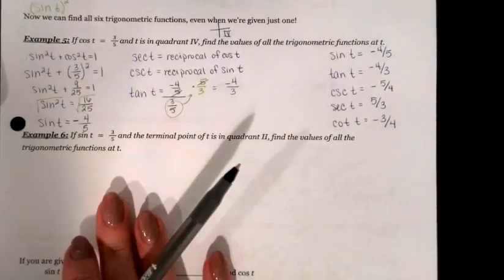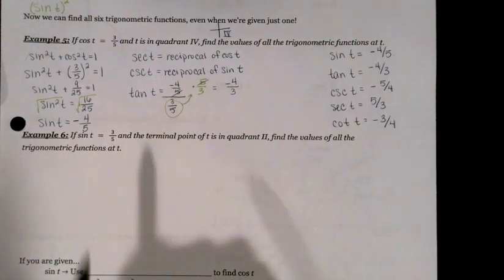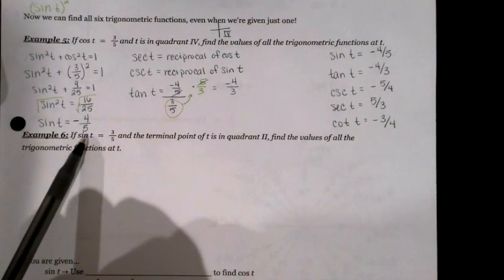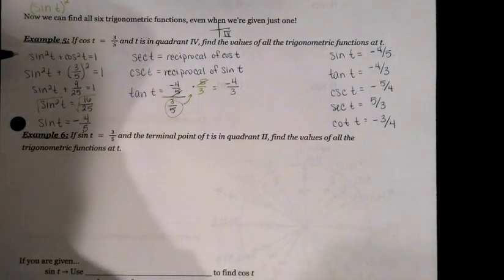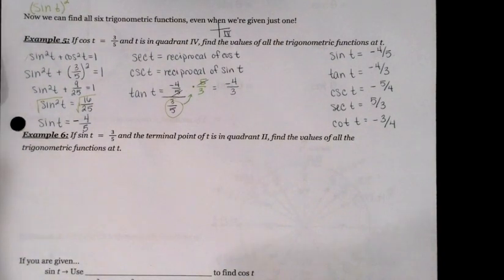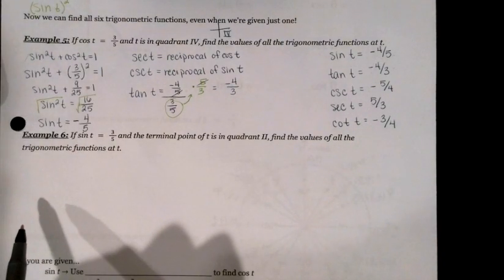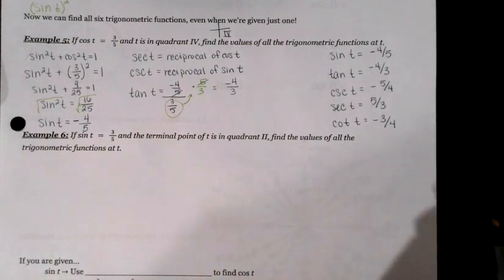I am actually going to leave example 6 for you to try. You can check the answer key to see if you got it right. This time you are given sine to start, but my hint to you is we still want to start with sine squared plus cosine squared equals 1. And that will let us solve for cosine. And then you can find the remaining ones left.